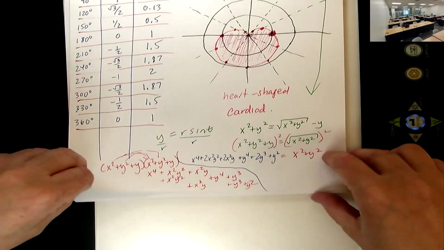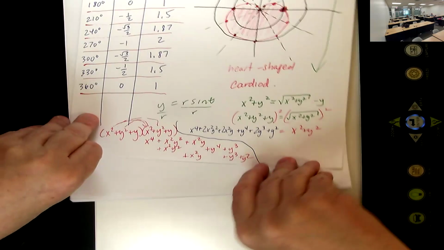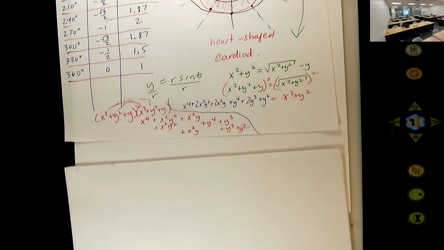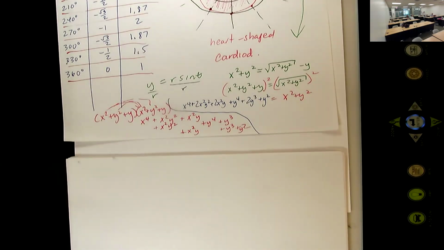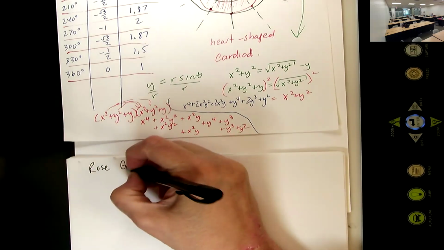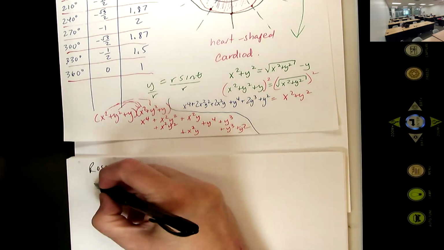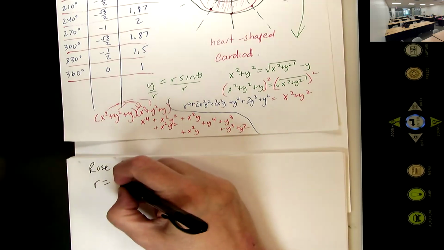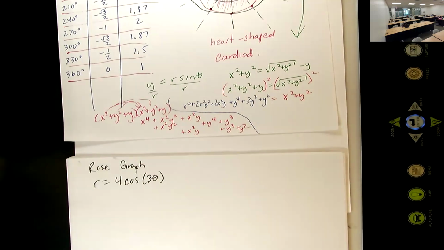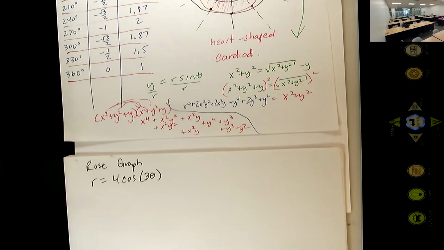Alright. The next one, I'm going to set up the table, but we're not going to graph it or completely fill it in. When you have a roses graph, something like r equals 4 cosine of 3 theta, I think I actually have this graph completely in a lecture video in a previous course, so you can look at the full graph of it there.